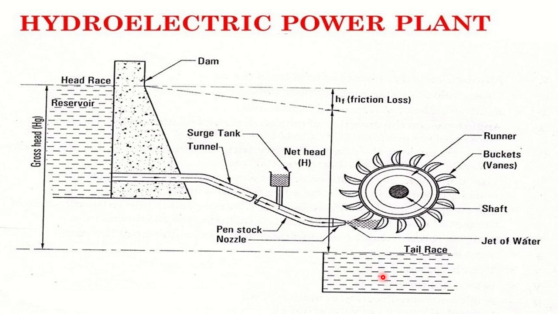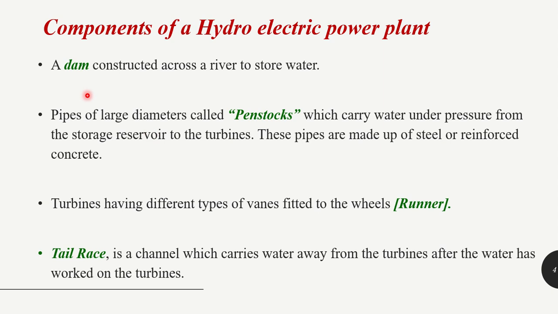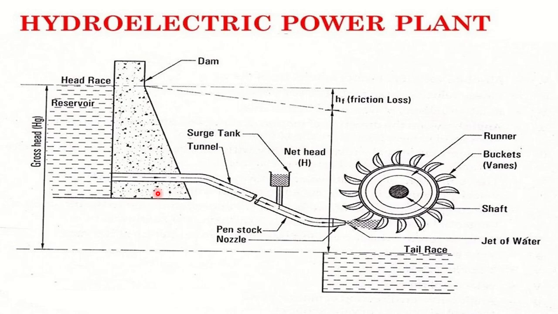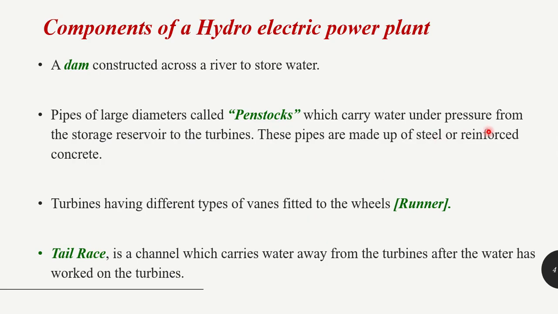Okay, so see here, the first component is a dam constructed across the rivers to store water, as I've told you. Next, pipes of large diameter called penstocks, as I've shown you here. This is your penstock to carry water under pressure from the storage reservoir to the turbines. As I've told you, these are generally made of steel or reinforced concrete, and turbines having different types of vanes fitted to the wheels.